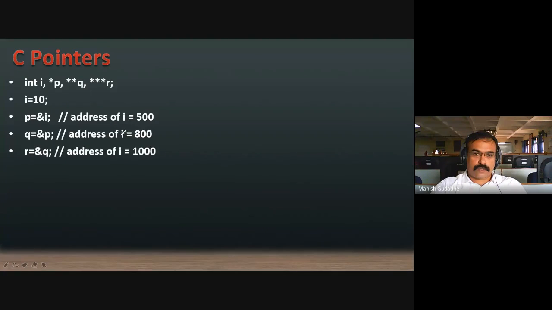This is the address of P. By mistake, I have written something like that, and this is the address of P. Now, this is an integer variable I. P is a pointer variable, Q is a pointer to a pointer variable, and R is a pointer to a pointer to a pointer variable. And they are initialized this way.